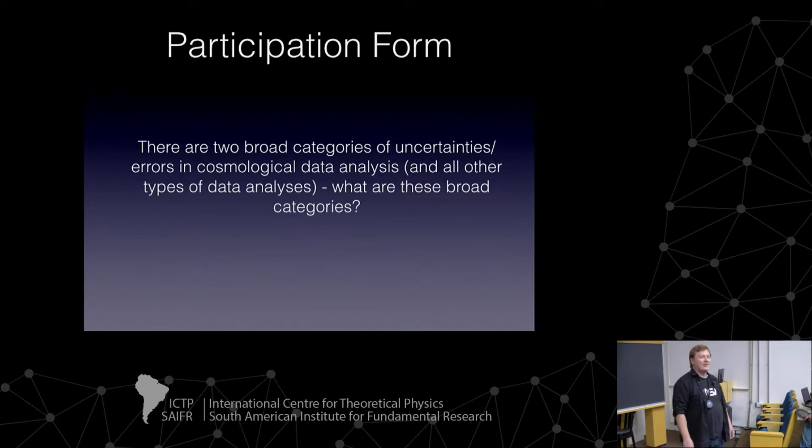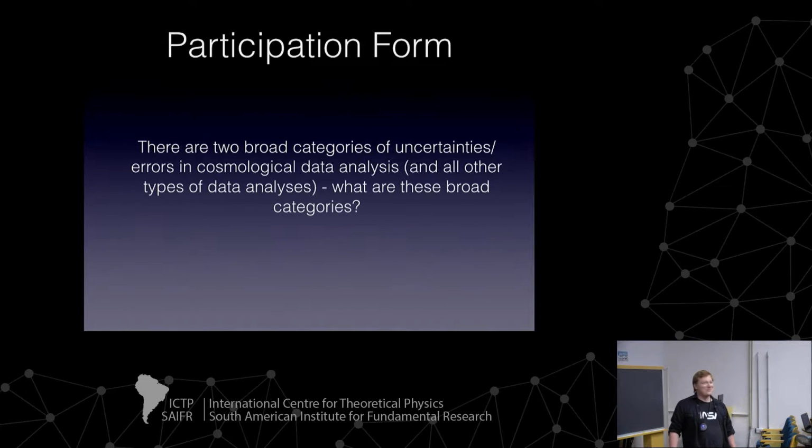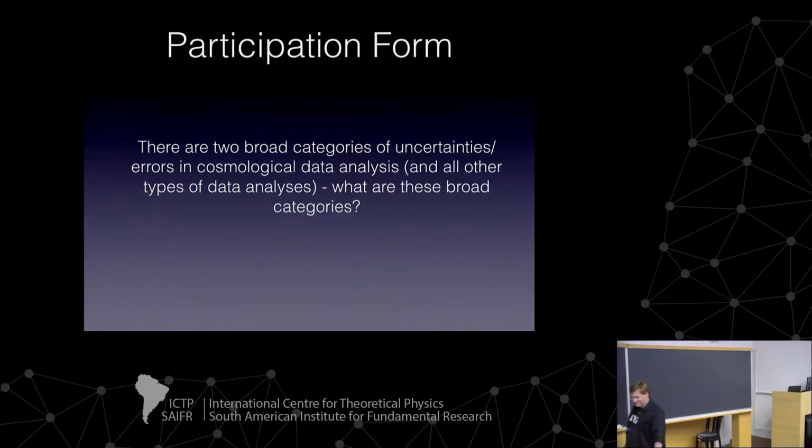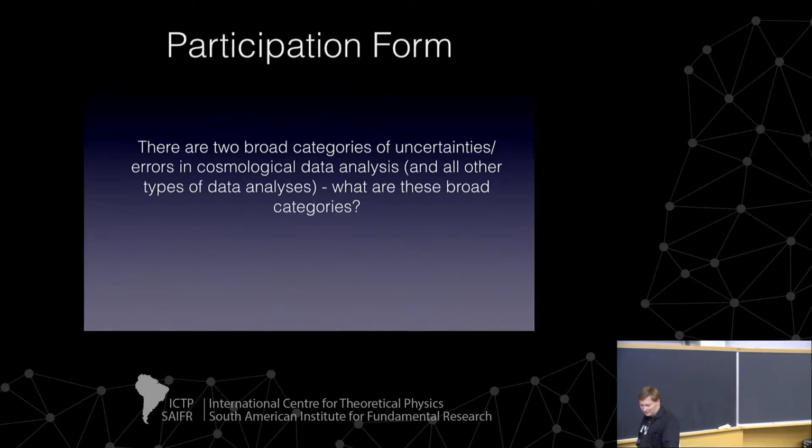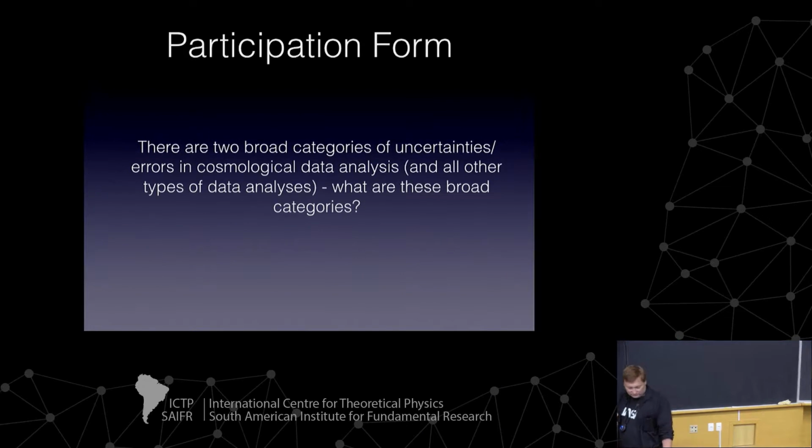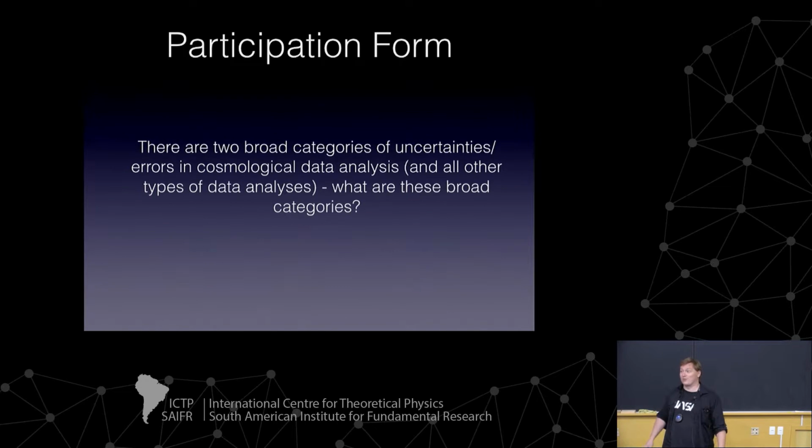Okay. This is just 2 words, so I'm not going to wait that long. Please exchange some of the participation forms. Who would like to read, or who knows the answer? Statistical and systematics uncertainties. Yeah. So there are statistical and systematics uncertainties.